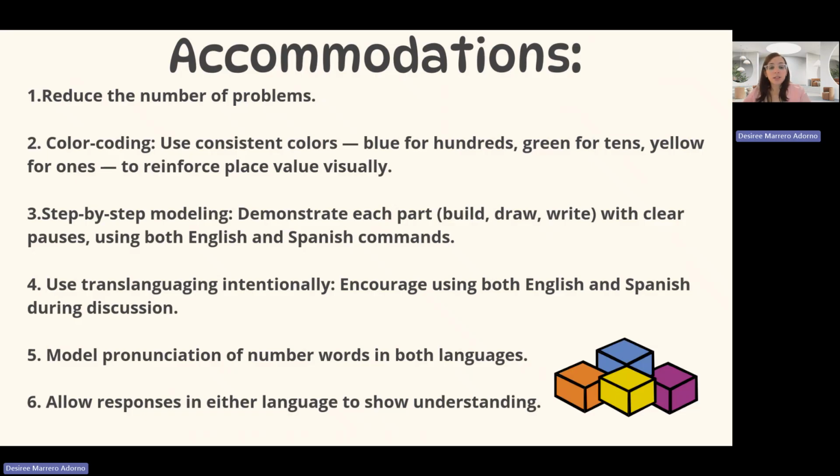Another one would be using translanguaging intentionally, encouraging them always to use English and Spanish during discussion for them to practice it but feel comfortable at the same time. I model my pronunciation of the number words, always really important in both languages, and allow them to respond in either language depending on how they want to express themselves. I answer them in English to fill that space, but for them to feel happy with this is amazing.